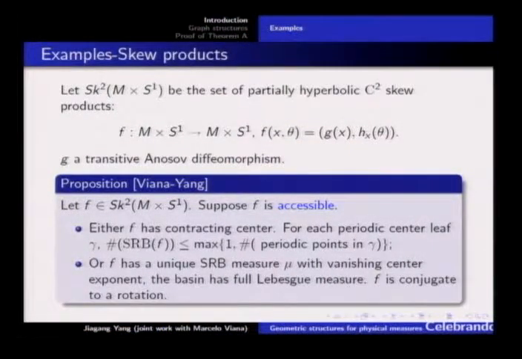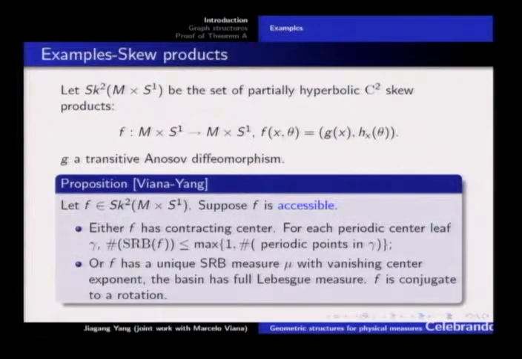that it is proved by Viana and me that if F is a skew product, we assume F is accessible. I will explain what accessible means. Then we have two cases. The first case is F has contracting center. So for each center leaf, we can exactly see how many physical measures we have. The number of physical measures is smaller or equal to the number of periodic points in the compact periodic center leaf. It cannot be too many. The second case is a rigidity phenomenon, or it's a rotation.